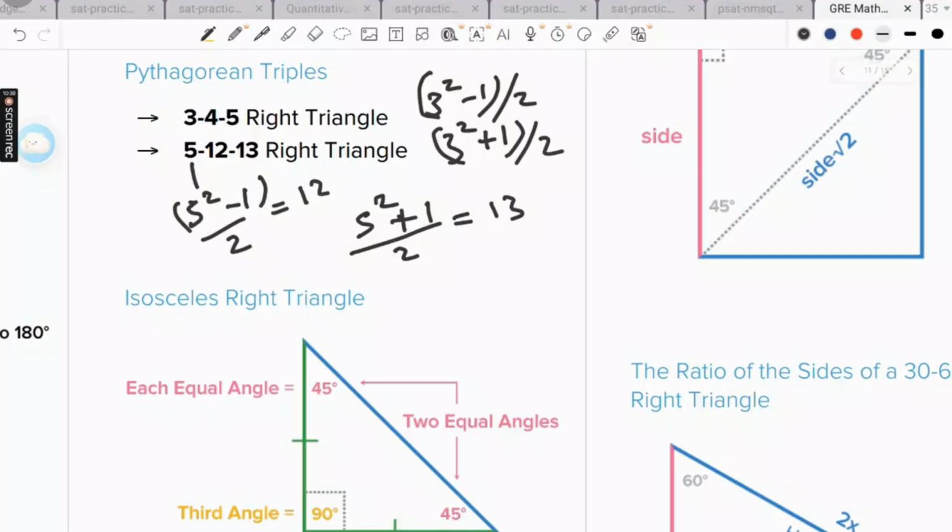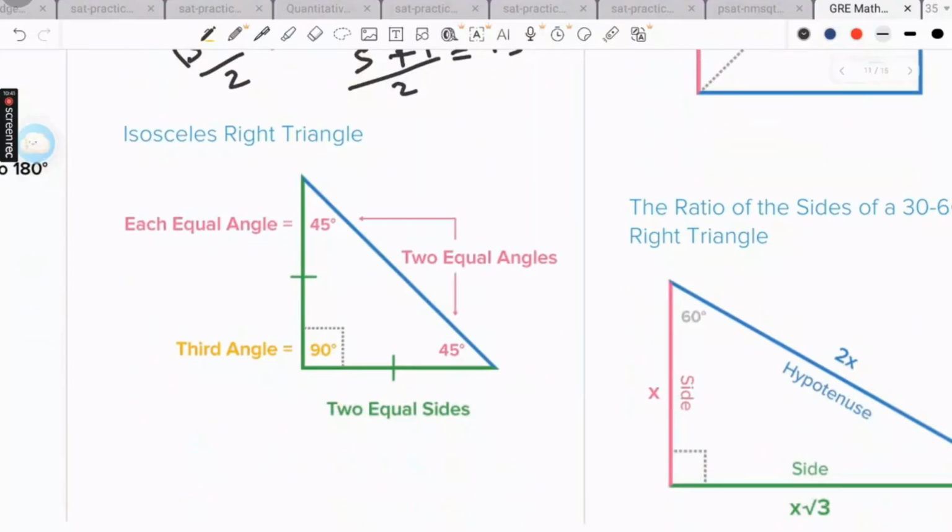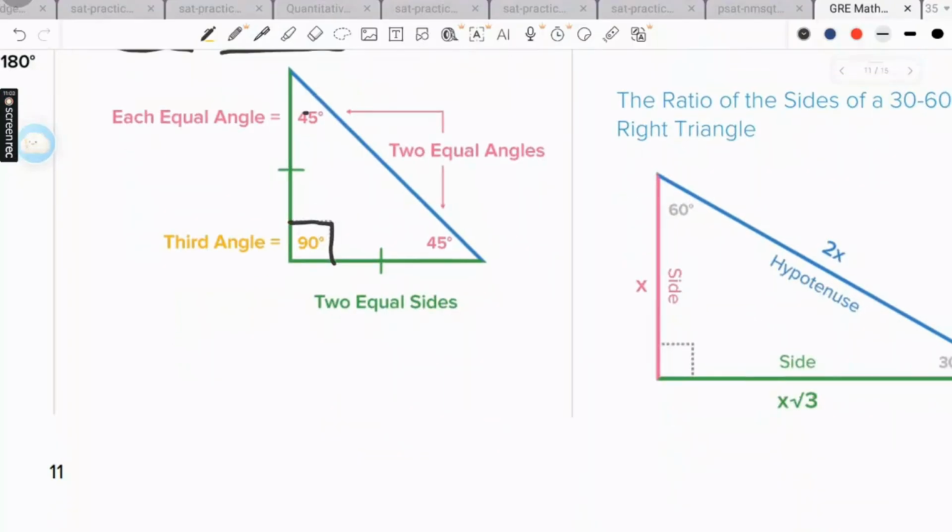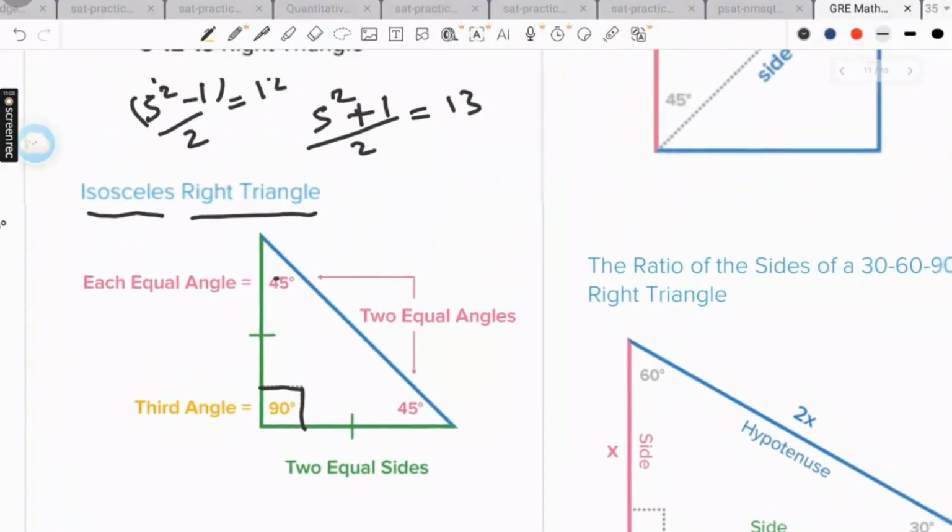Don't forget the isosceles right triangle. Two things: isosceles, then right triangle. Isosceles means two sides are equal. Right triangle means one of the angles is already 90 degrees. I think it's self-explanatory, because if one angle is already 90 degrees and the two sides are equal, the remaining 90 degrees splits into two, so 45, 45. Okay, let's move on now.